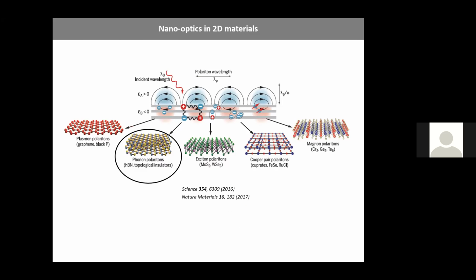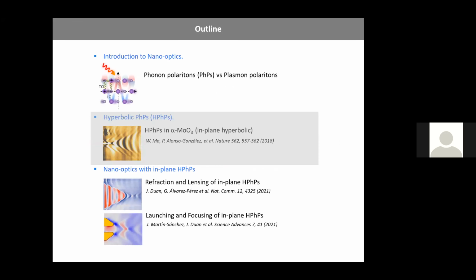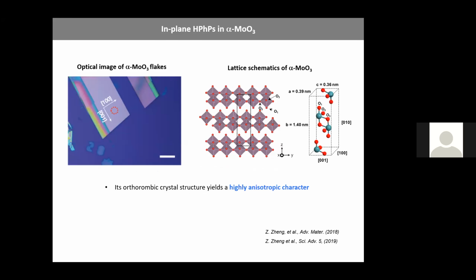Like 2-3 years ago, we found another material, and this I move to the next point of the talk, which is related to phonon polaritons in alpha molybdenum trioxide. So we found that this material, which was reported before, can support phonon polaritons. It's a very anisotropic material. It has an orthorhombic crystal structure. So the lattice constants along the 3 spatial coordinate directions are very different.